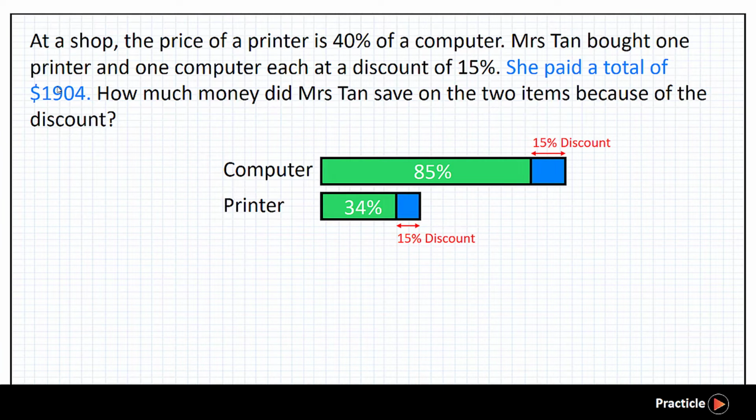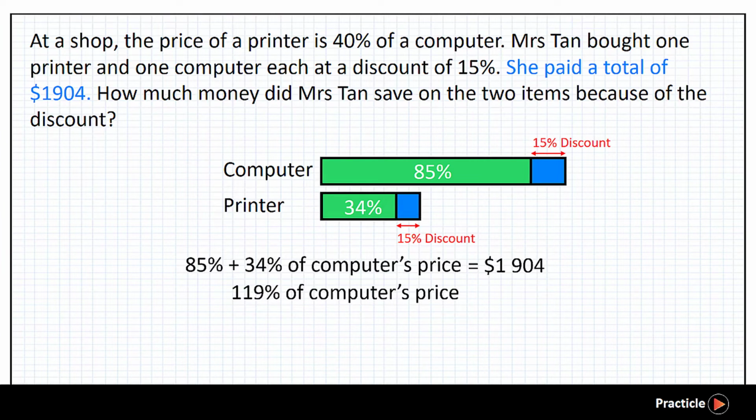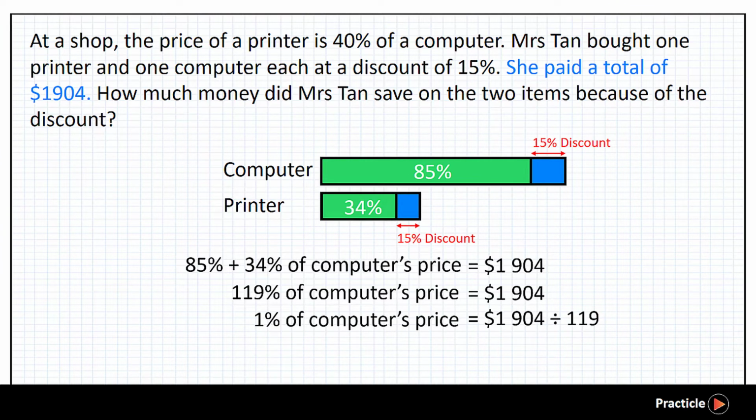So all we need to do now is to add up the percentages and equate it to 1904. What do we get when we take 85% plus 34%? Do you get 119? Since 119% of the computer price represents 1904, we can find out how much 1% represents by taking 1904 and dividing it by 119, correct? And looks like 1% of the computer price represents $16.